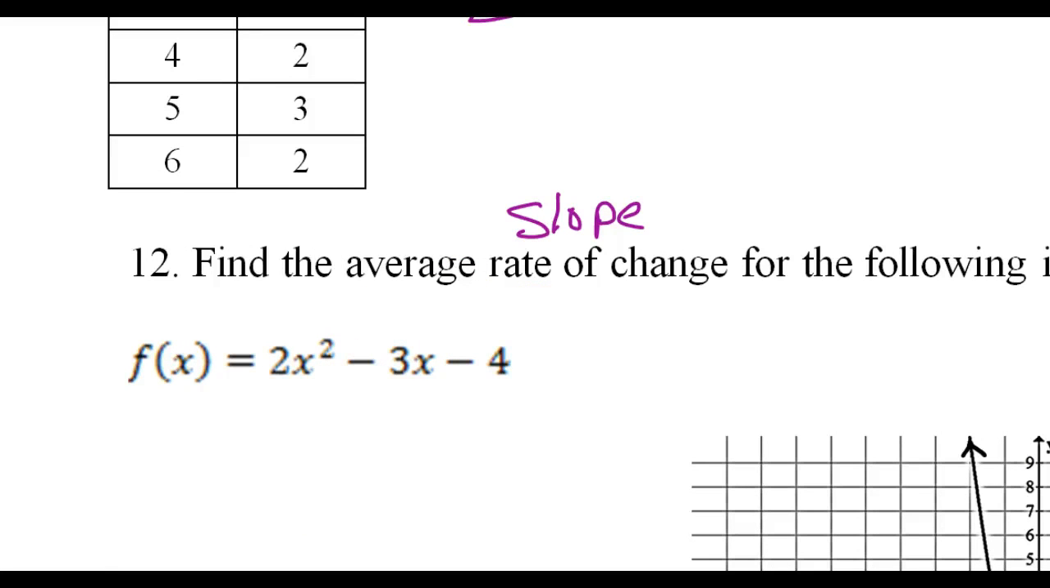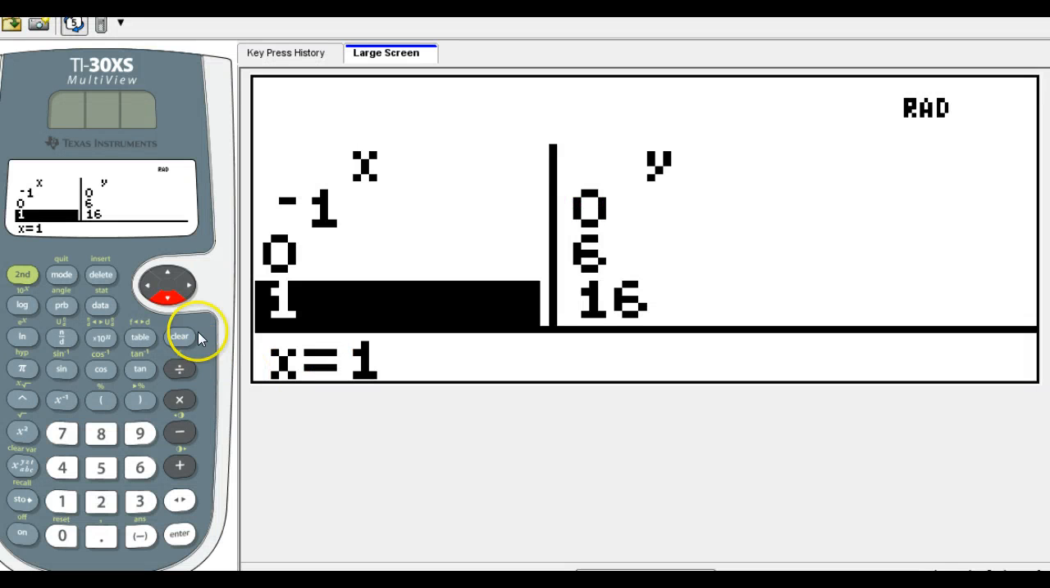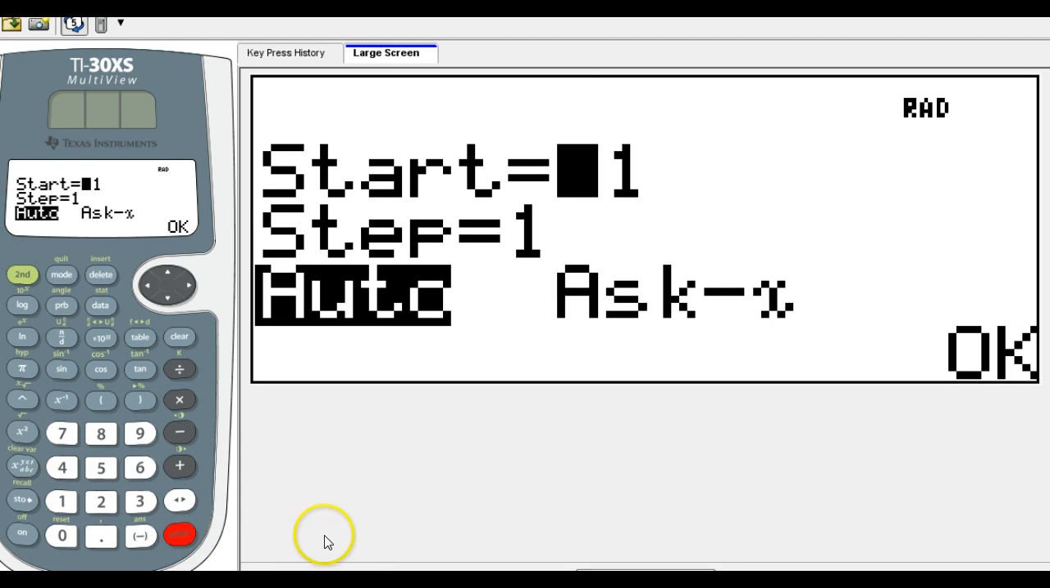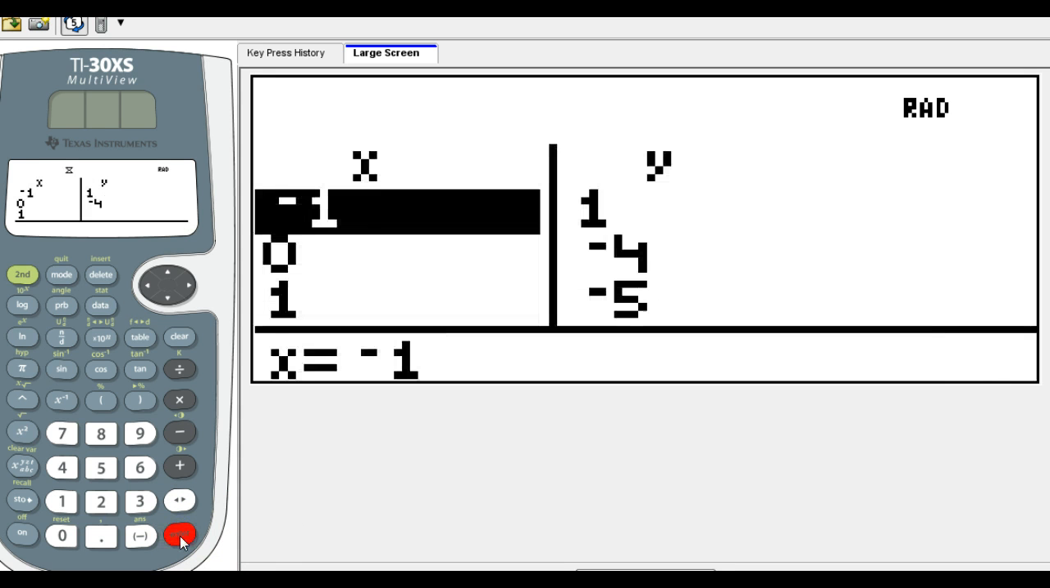Let's use our TI-30XS MultiView. 2x squared minus 3x minus 4. So we'll hit the table button. So 2x squared, okay, minus 3x minus 4. Enter. Okay, I'm just going to hit enter, just get in there, and I'll scroll around to where I need to be.